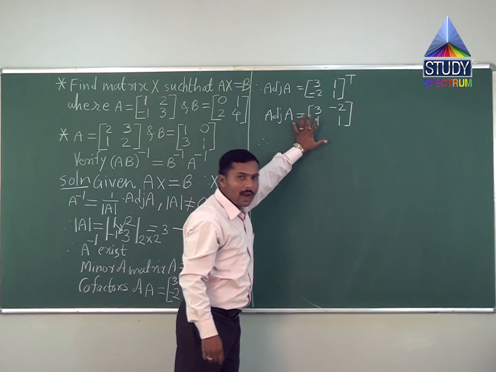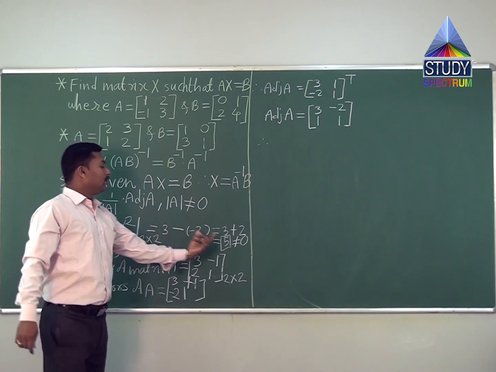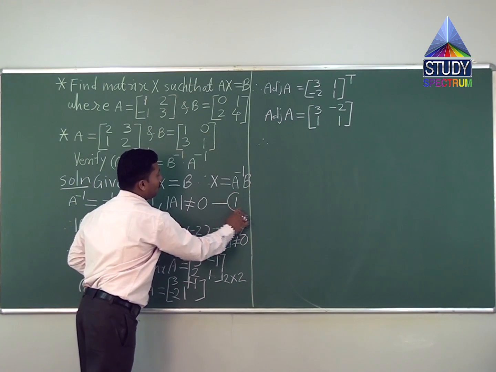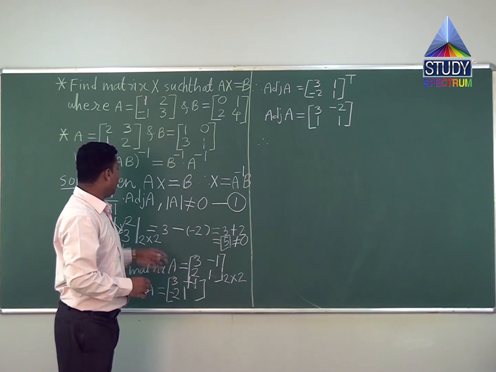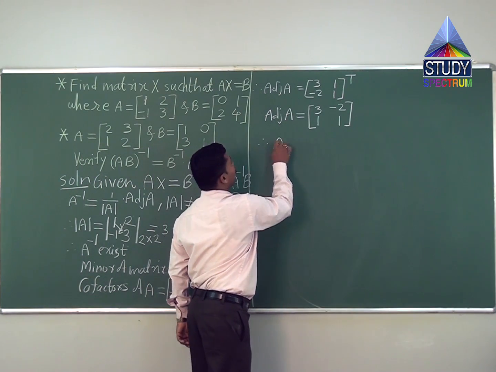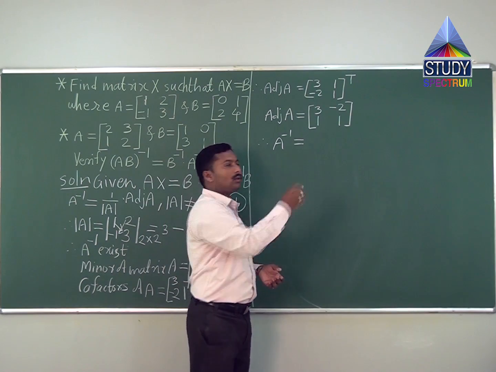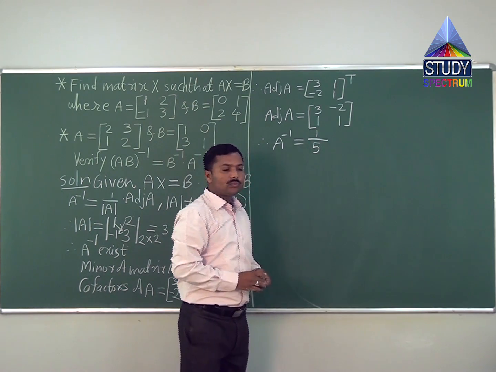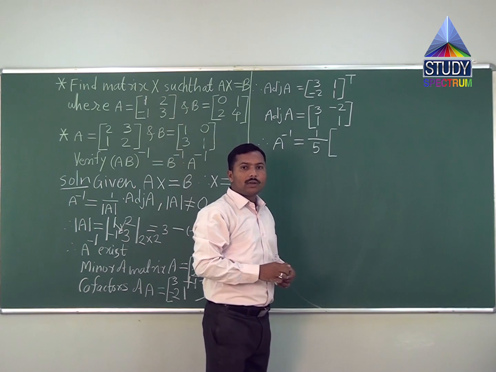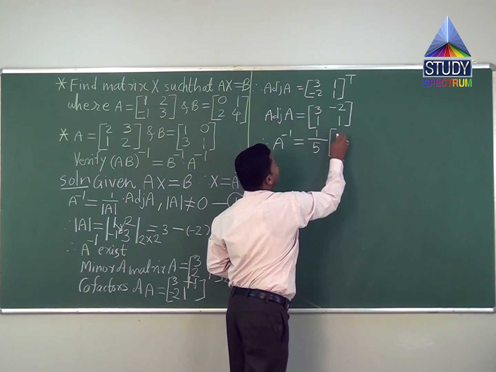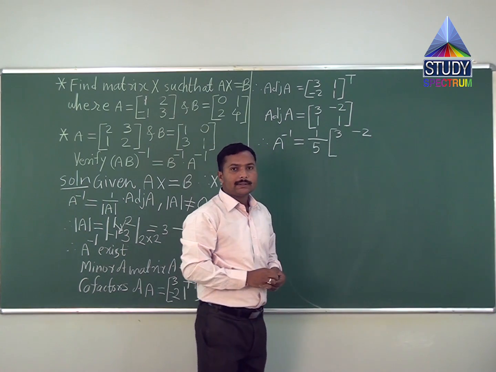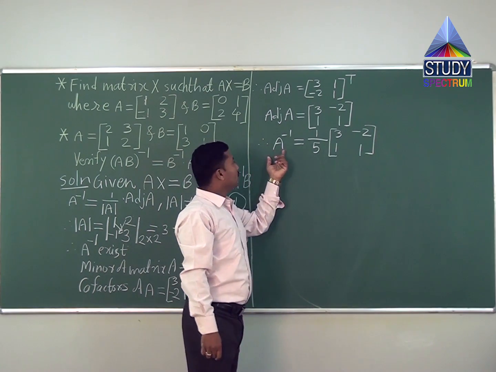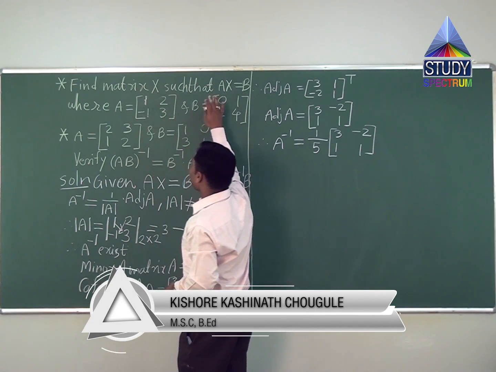Therefore, by putting this value of adjoint of A and the value of determinant A equal to 5 in this formula, we find the A inverse. So A inverse equal to what? 1 upon determinant A, which is here 5, so 1 upon 5 into adjoint of A. What is the adjoint of A? Here, first row 3, minus 2, second row 1, 1. So this is A inverse. We have completed the first problem.